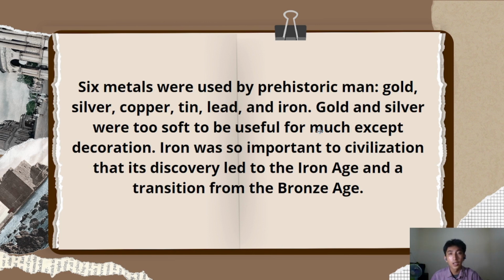Six metals were used by prehistoric men: gold, silver, copper, tin, lead, and iron. Gold and silver were too soft to be useful for much exchange and exploration. Iron was so important to civilization that its discovery led to the Iron Age and the transition from the Bronze Age.